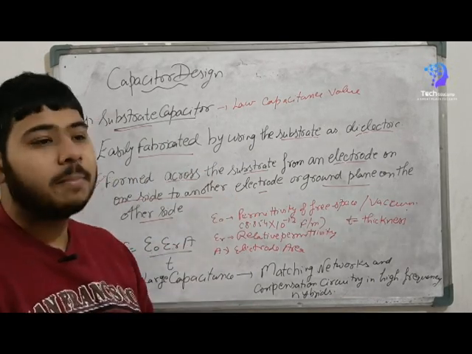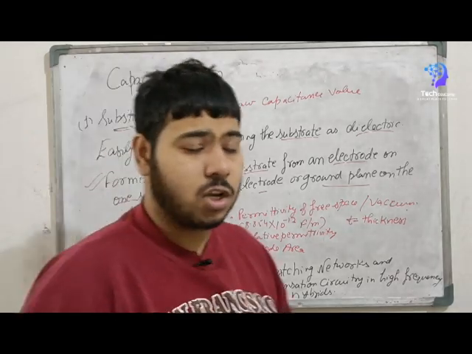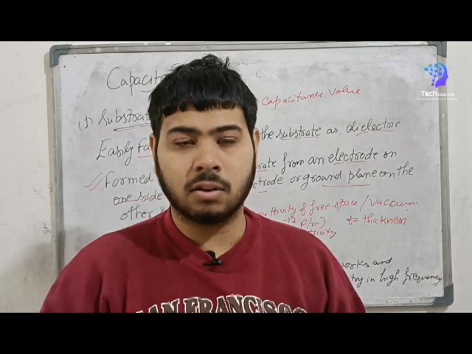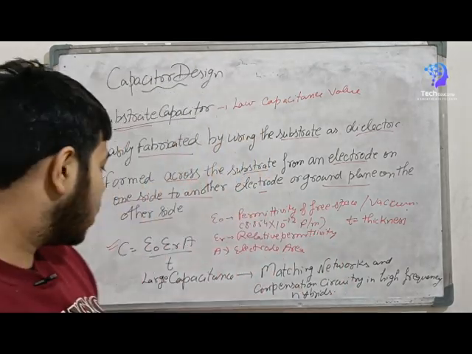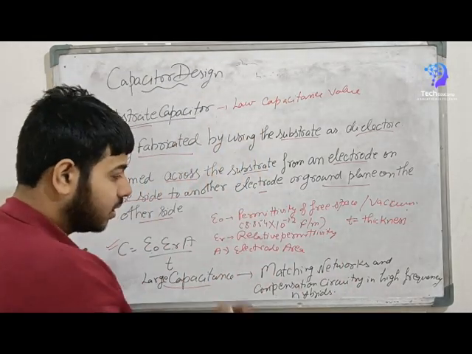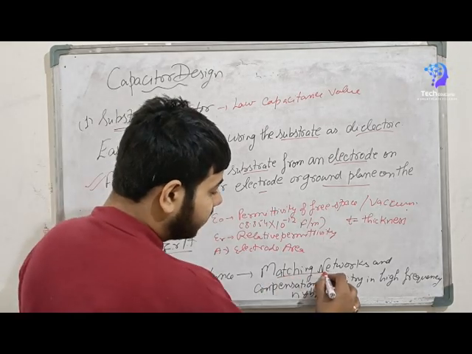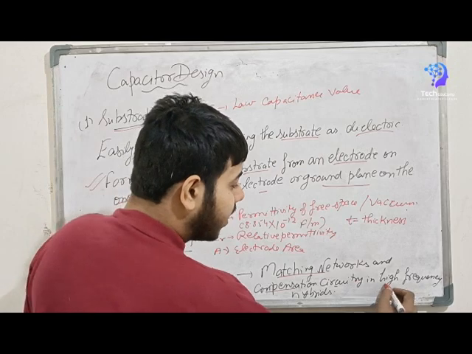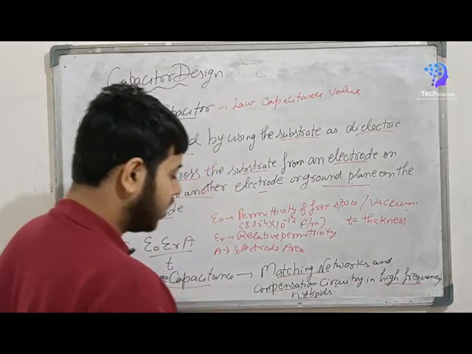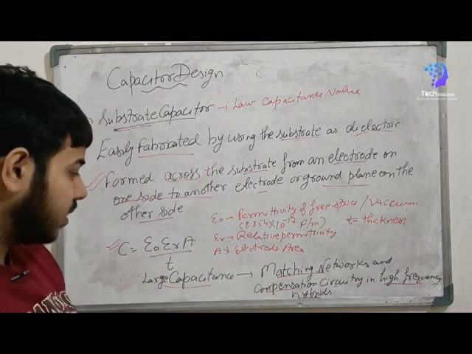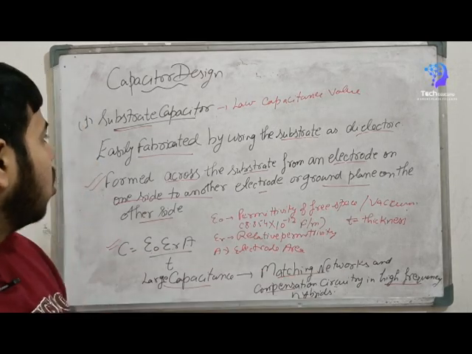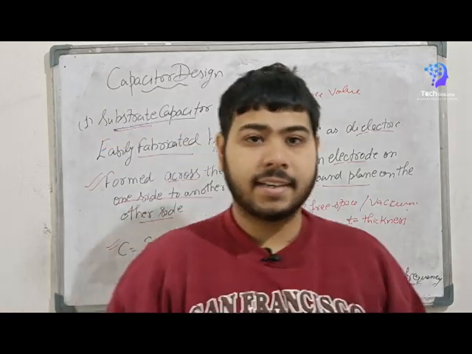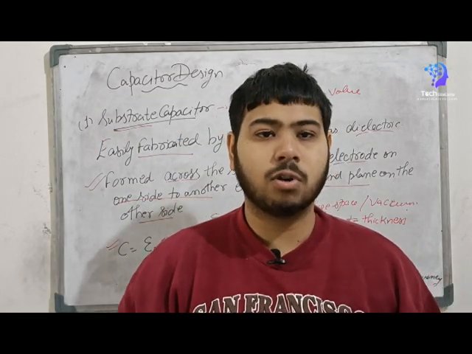But for large capacitance values, the substrate takes larger space on the conductive plate. So large capacitance value capacitors are used in the matching networks and the compensation circuits in high frequency hybrids. So this was the substrate capacitors, how they are fabricated and designed. Now let's move on to the second type.